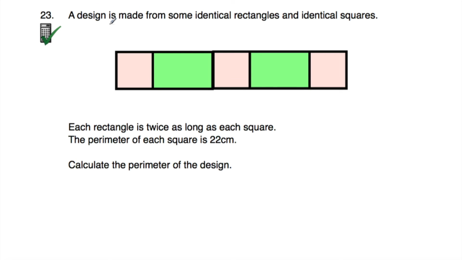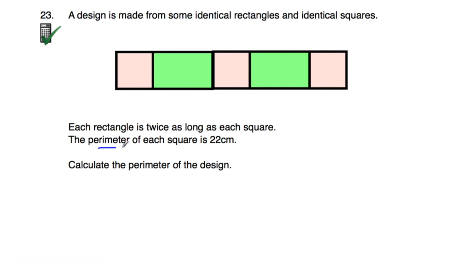So question number 23 says a design is made from some identical rectangles, so they're in green, and identical squares, and they are the smaller shapes here, here, and here. And we're told that each rectangle is twice as long as each square, and the perimeter of each square is 22 centimeters, and to calculate the perimeter of the design. So we want to find the perimeter of this design.